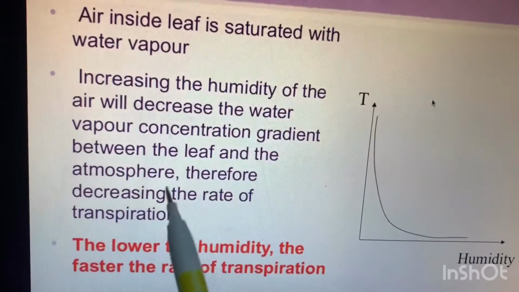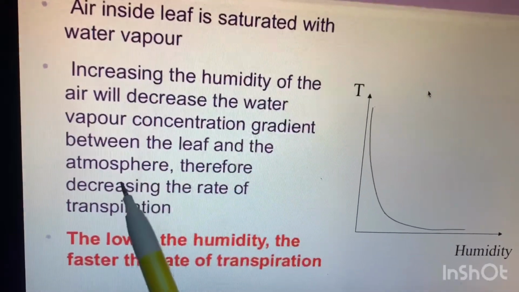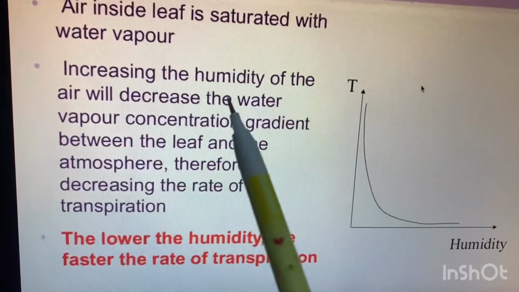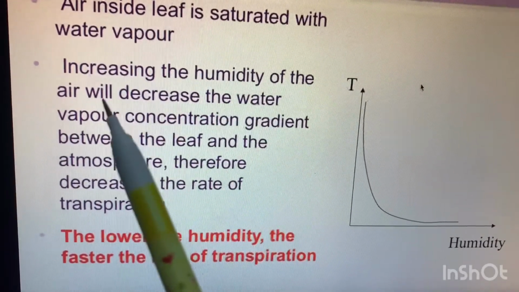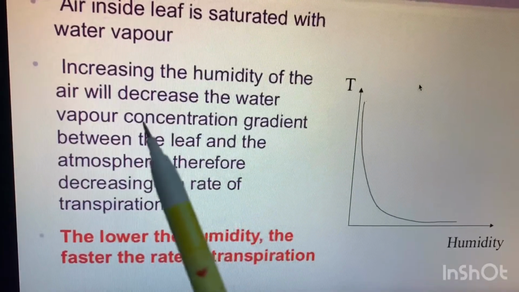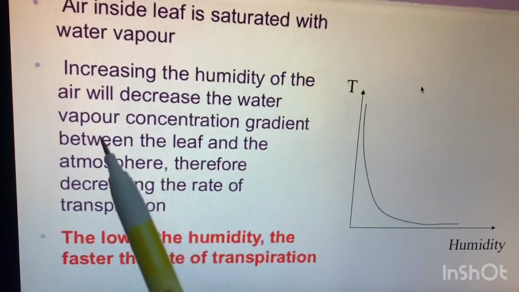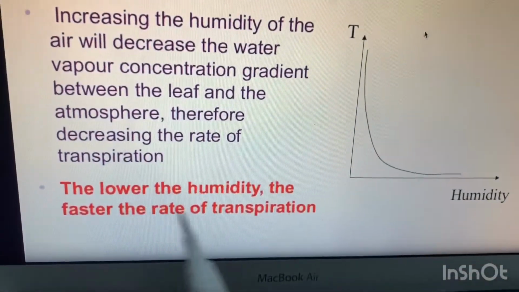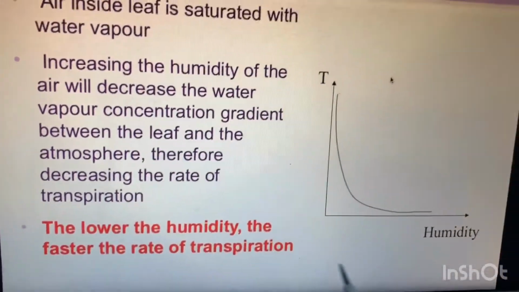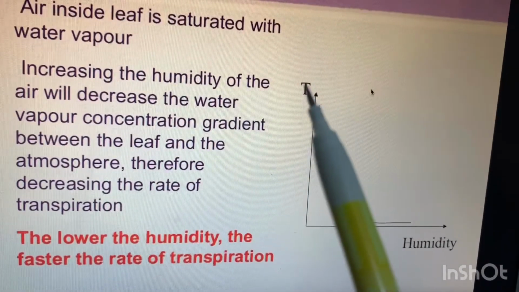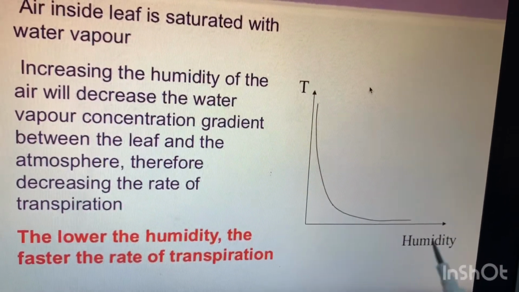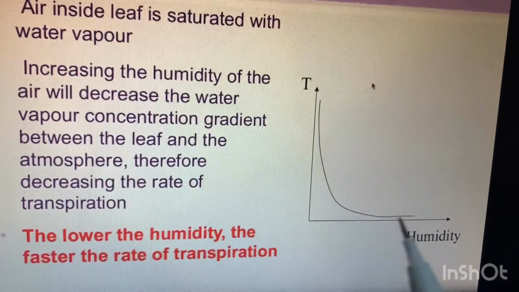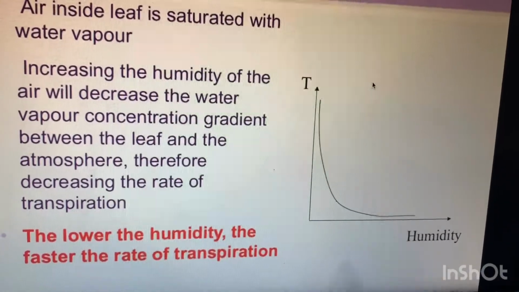So how is the rate of transpiration decreasing? Because of the increase in the humidity of the air, it will decrease the water vapor concentration gradient between the leaf and the atmosphere. The lower the humidity, the faster the rate of transpiration. This is the transpiration and this is the humidity. The lower the humidity, the faster the transpiration process.